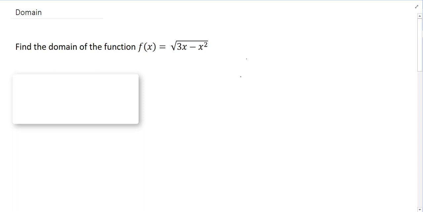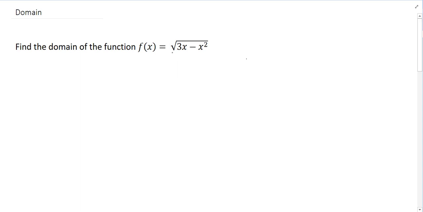Hey there, I wanted to record a video on a slightly harder domain problem. So for example, this one, find the domain of the function. And we have a radical, right? This is an even root. So if you had a square root, a fourth root, a sixth root, you would do it the same way.